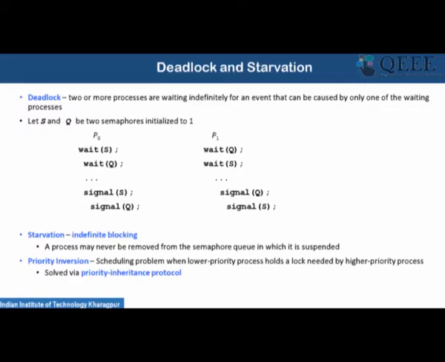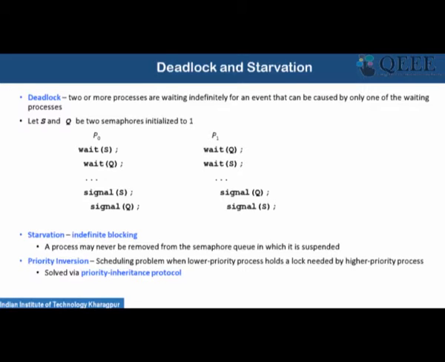P0 first waits on S, then it waits on Q, then it executes the critical section, then it signals S and signals Q. In the case of P1, P1 first waits on Q, then it waits on S, then it executes the critical section, then it signals Q, and then it signals S.